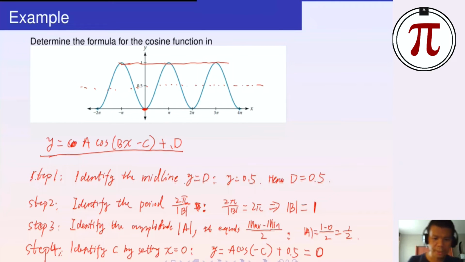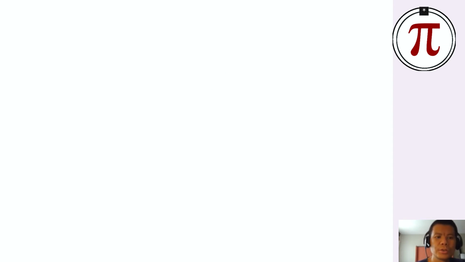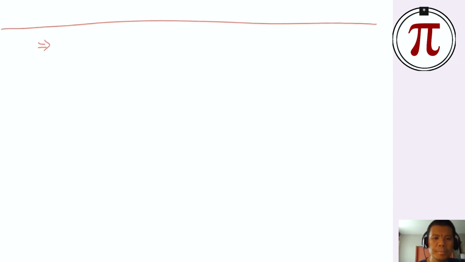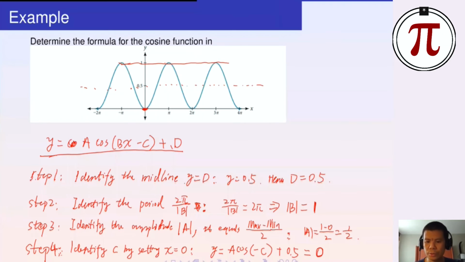So identify C by setting x equal to 0. We have this one equal to 0, and cosine. So that implies A cosine of negative C equals negative 1/2, negative 0.5.